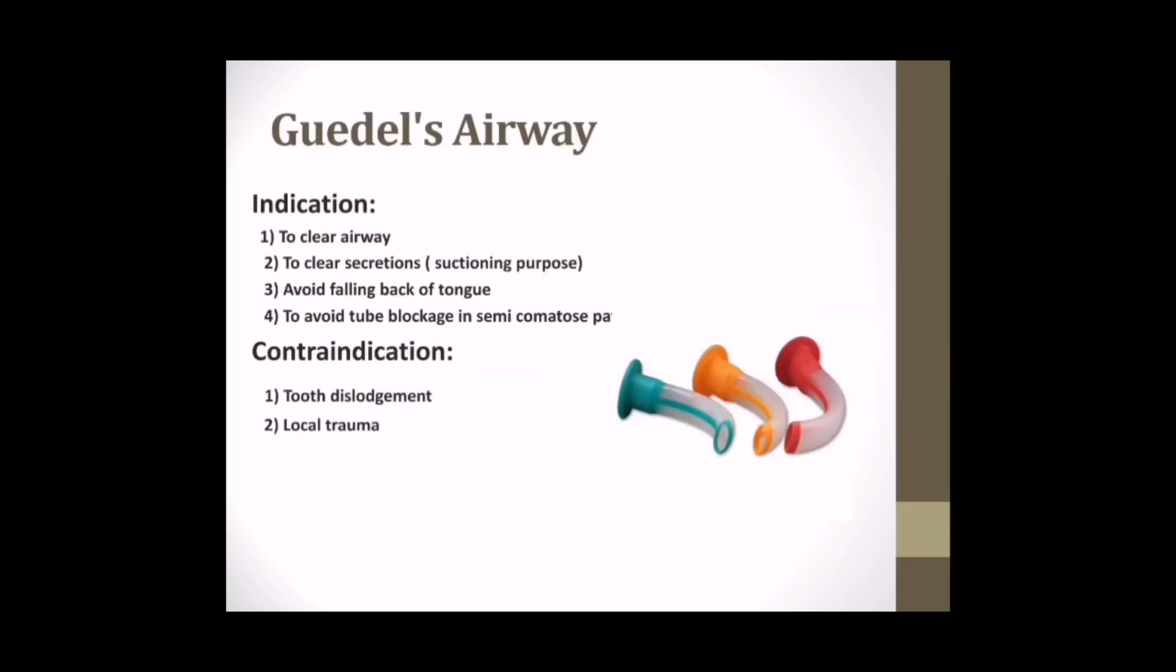And we have Guedel's airway. Indications for use are: number 1, to clear the airway. Number 2, to clear secretions, suctioning purpose. Number 3, avoid falling back of the tongue in any surgery, etc. Number 4, to avoid tube blockage in semi-comatose patients. Contraindications: number 1, tooth dislodgement. Number 2, local trauma.